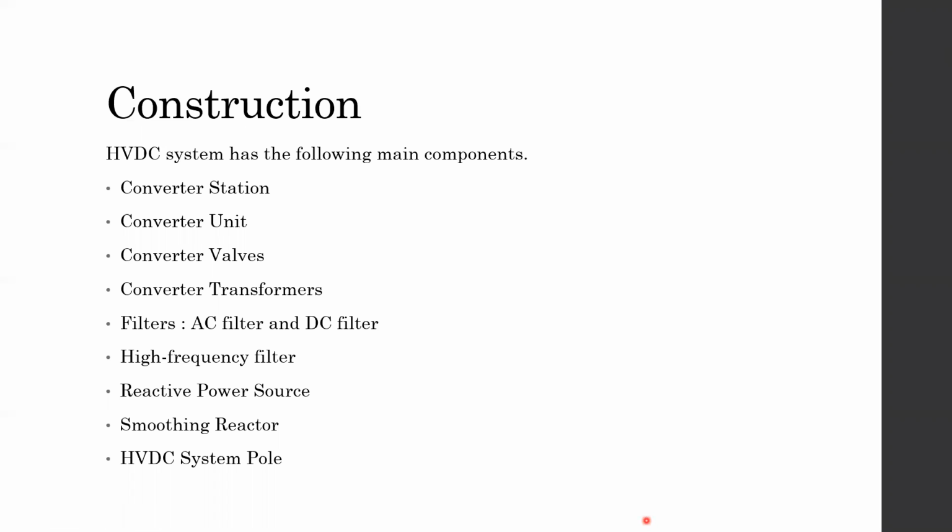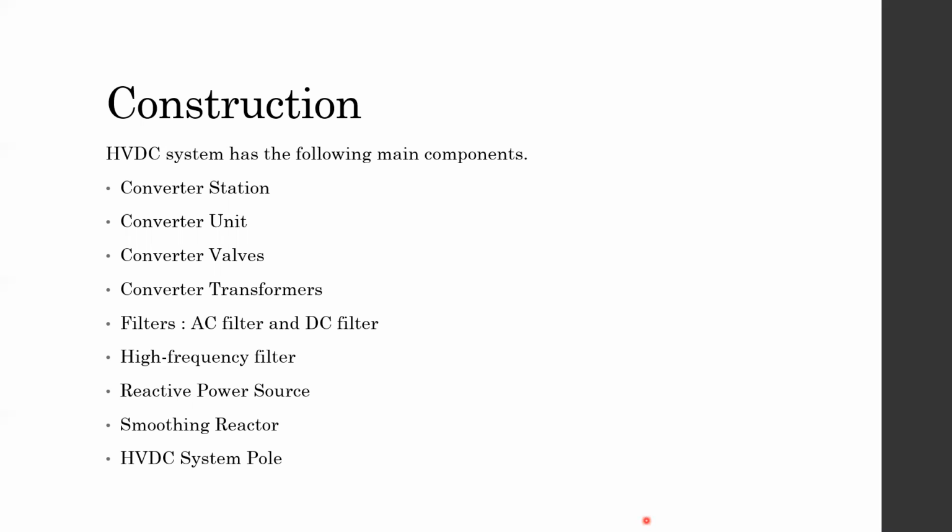The main components are the converter station, converter unit, converter valves, converter transformer, filters, high frequency filter, reactive power source, smoothing reactors, and then system pole. What do you mean by converter valves? There are two types of converter valves. One is the sending end converter and the other is the receiving end converter. The sending end converter acts as a rectifier which converts AC into DC. The receiving end converter acts as an inverter which converts DC into AC.